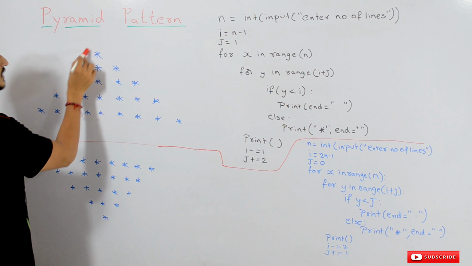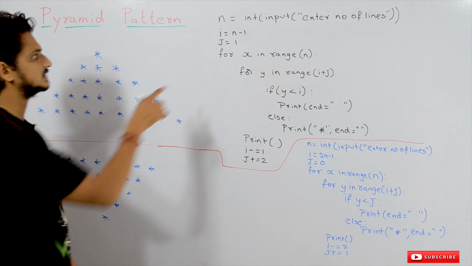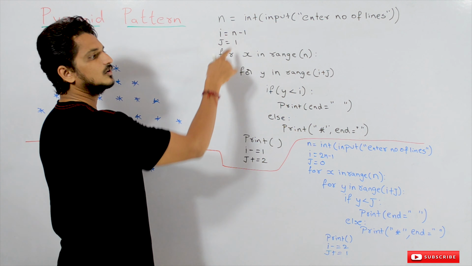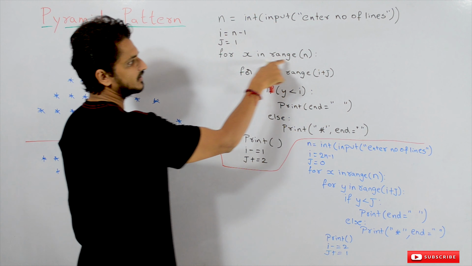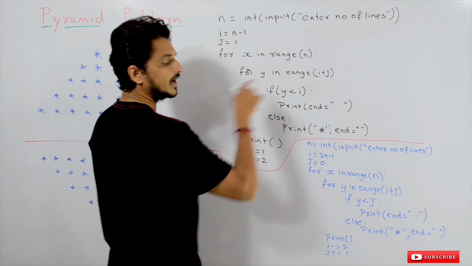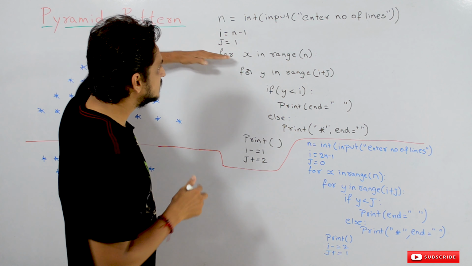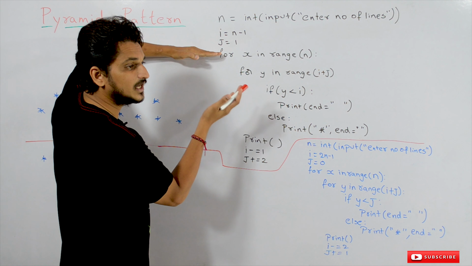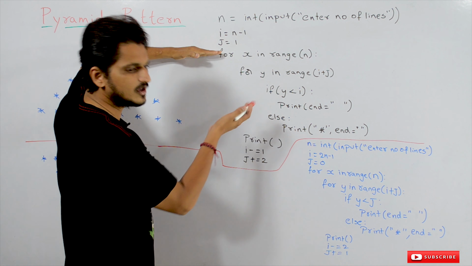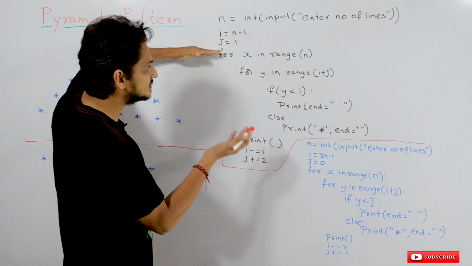So first, how many stars will we display? 1 star. That's why j is equal to 1. Now, coming to the loop, we have to take nested loops: for x in range of n, for y in range of i plus j. n means this loop will execute n times, 5 times. How many lines? 5, if n is equal to 5. If n is equal to 6, 6 times.